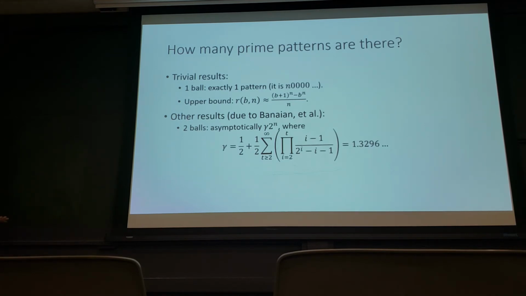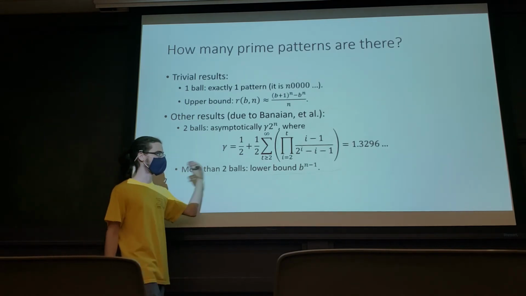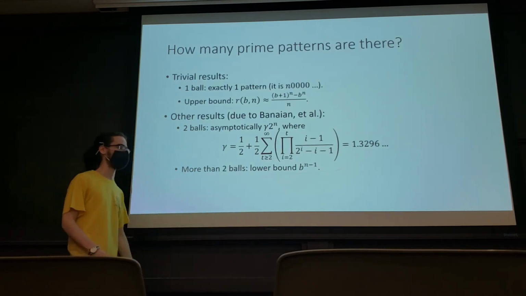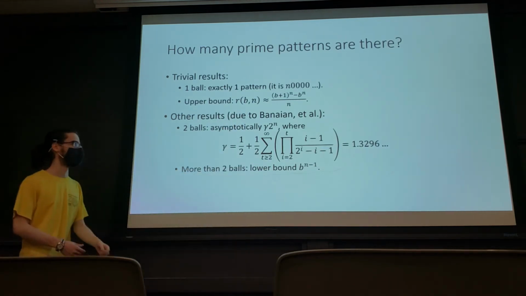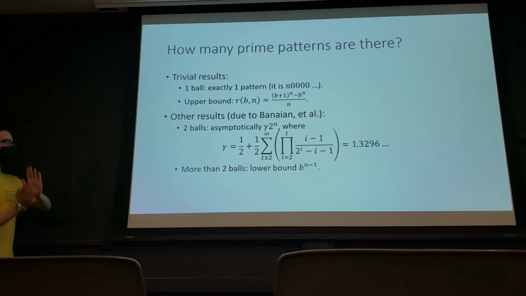So 3 balls presumably would have some similar result, but much more complicated still. They also found a lower bound for more than 2 balls, which is b to the n minus 1 at least. This gives an exponential lower bound, but it's a different exponential than the upper bound, so there's a big gap between them. At least we know the answer is exponential of some kind.